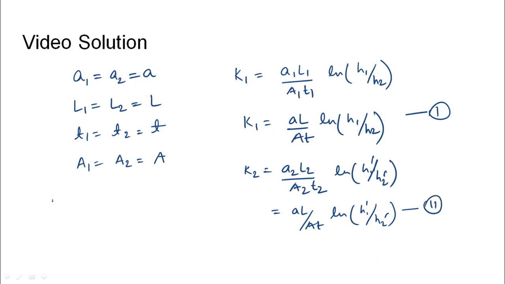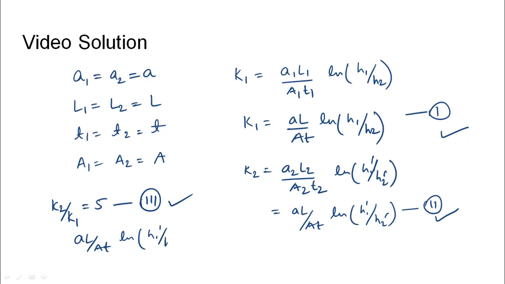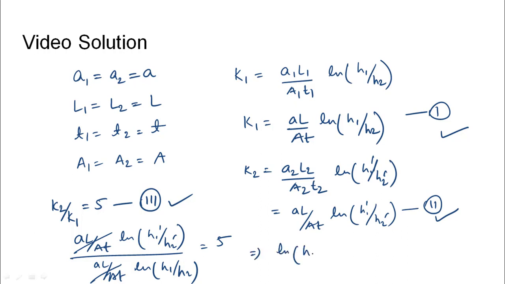It is given that the ratio of K2 by K1 is equal to 5. So substituting the values from equation 1 and equation 2 into equation 3, we would get aL by AT ln of H1 dash by H2 dash divided by aL by AT ln of H1 by H2 equals 5. So aL by AT would get cancelled out since it is the same. This would give ln H1 dash by H2 dash equals 5 times ln of H1 by H2.